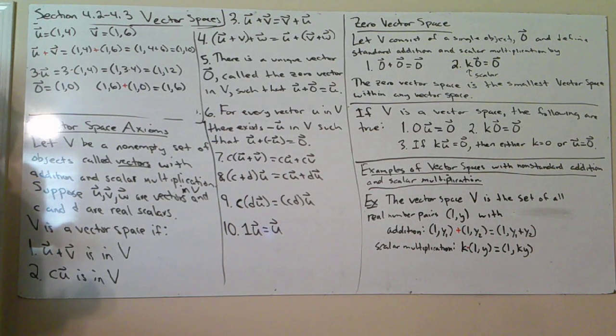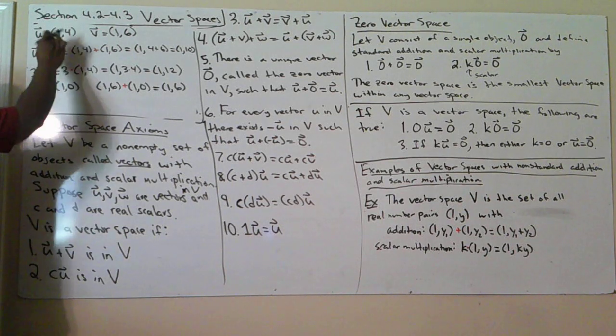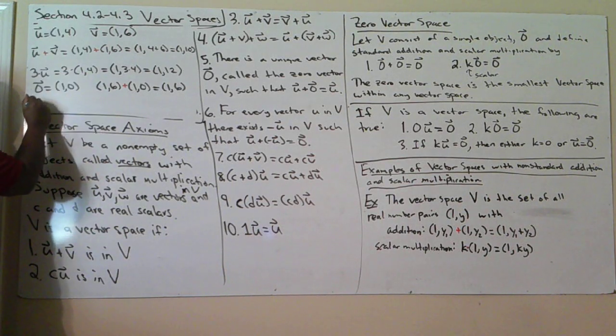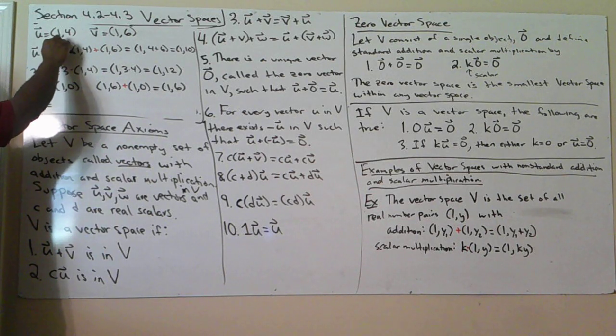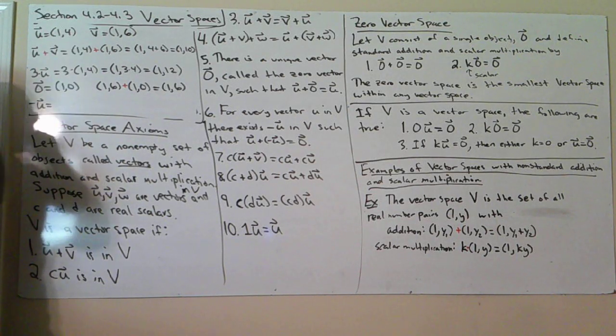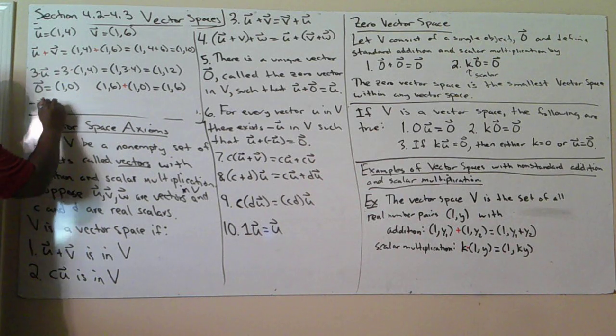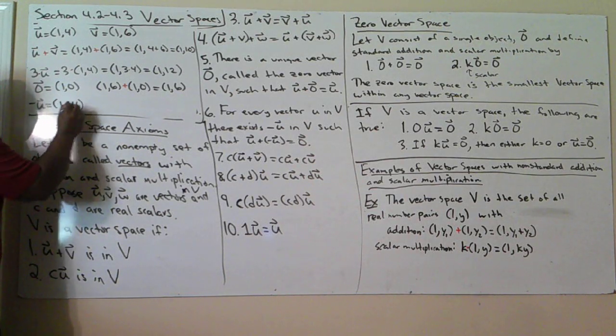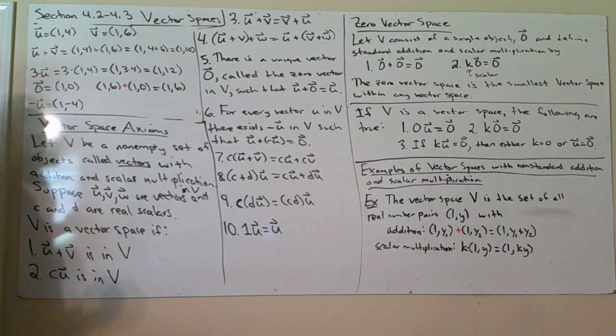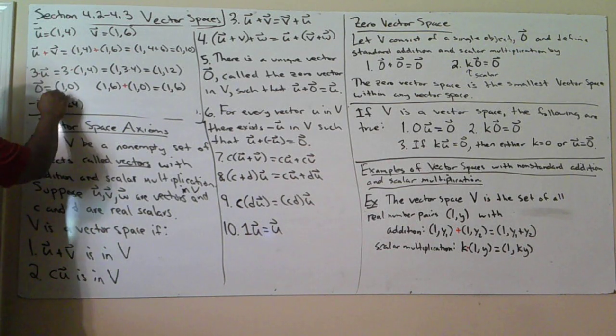And what is my negative u? Suppose this is my u, (1, 4). What would negative u be? What do you guys think? Some of you got it, right? It's going to be (1, negative 4). Why? Remember, this is my zero vector.